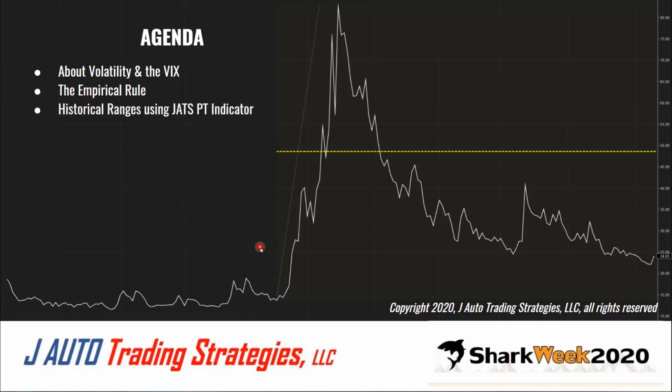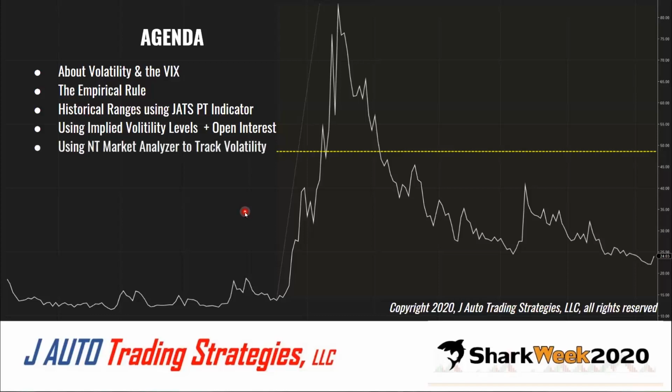We'll talk about how these historical ranges can be encompassed with these ranges using the JATS-PT indicator, and also using implied volatility levels and open interest. That'll be fun. And also using the market analyzer, which NinjaTrader gives to us, to be able to track volatility, which is awesome. Also, Bloodhound has a bar link solver giving you ATR that I think that you should be incorporating with any of your solvers, and I'll show you how I use it when I create my solvers.